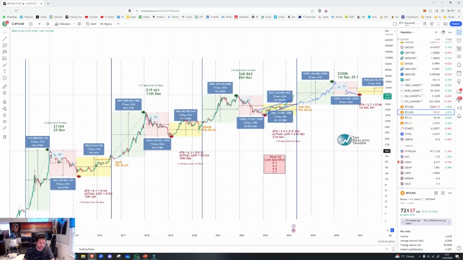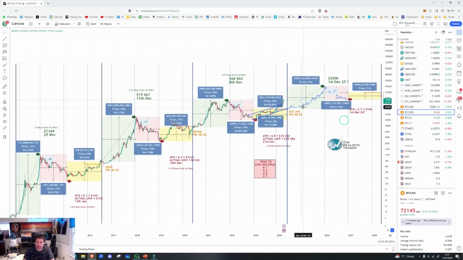Every cycle high happens on the 1st of December plus or minus 30 days. Every single time, and then the lows are plus or minus 45 days from the 1st of December a year later, every single time. So I'm expecting, because the power law suggests 200k Bitcoin, guess what? I'm expecting 200k Bitcoin by 1st of December 2025.